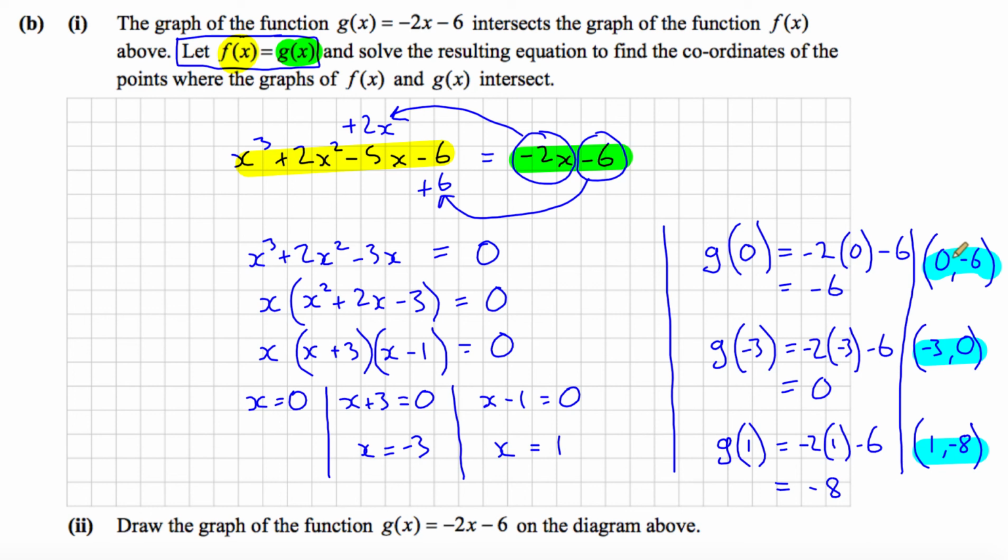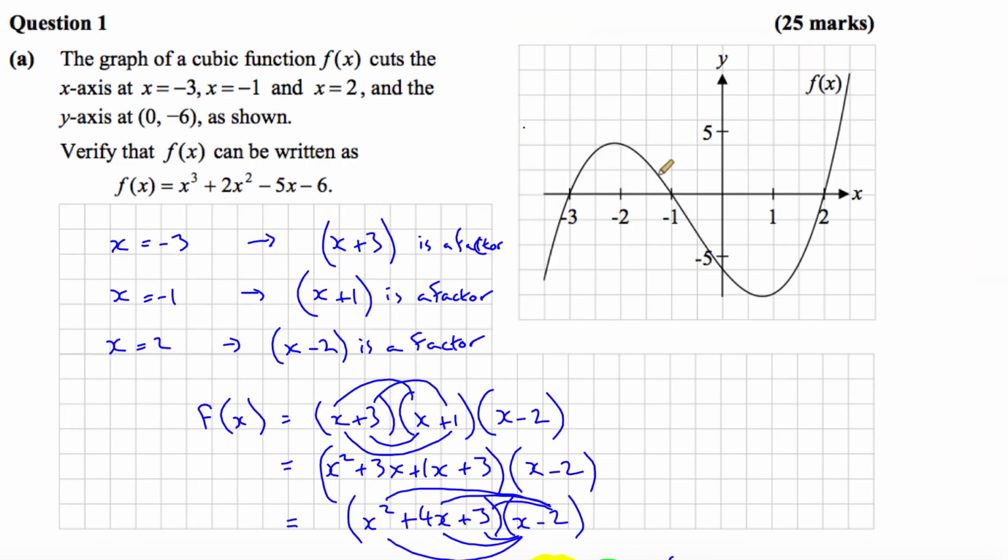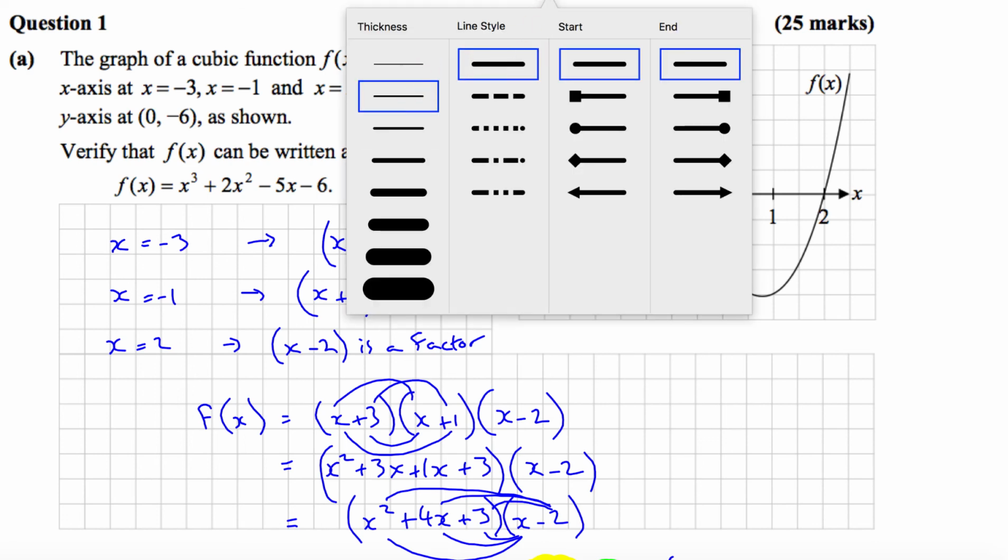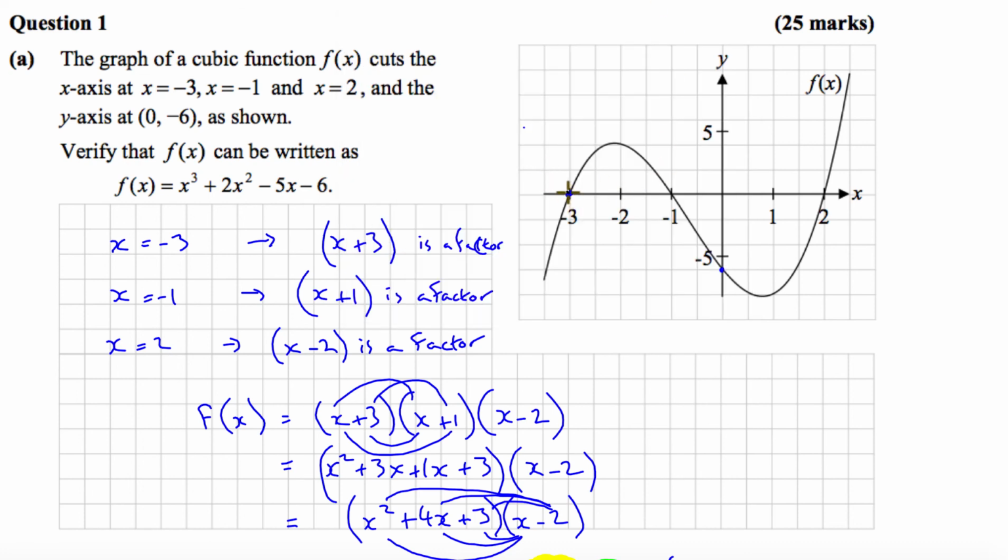So I'm going to plot the points 0, minus 6, and minus 3, 0. So 0, minus 6 will be here, and minus 3, 0 would be there. I'm just going to join those points up, and then extend the line all the way out to the end of the graph.